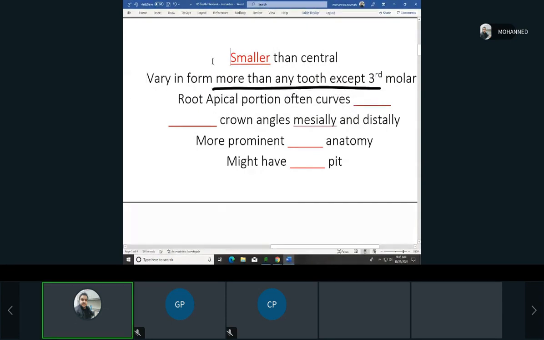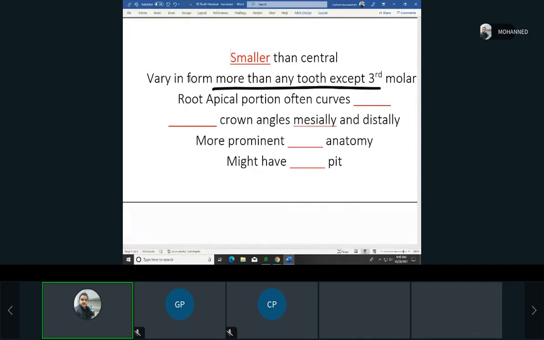So what happens with the maxillary lateral incisor, it can have a peg shape. So it's not shaped completely straight. It's more small and pointy, like a pointy tooth it can look like. And it also can be completely missing.